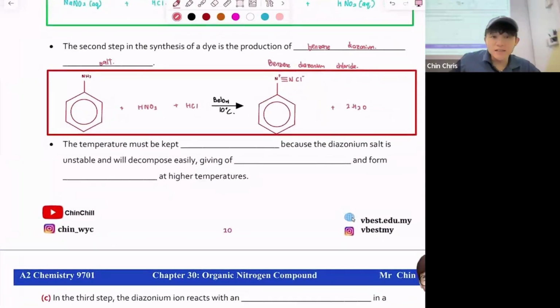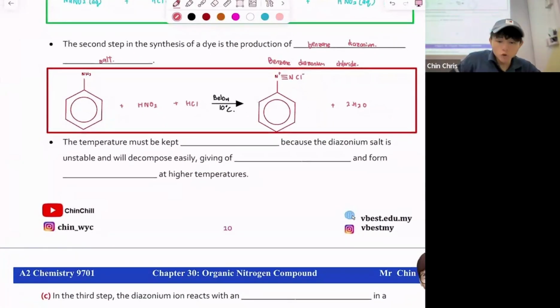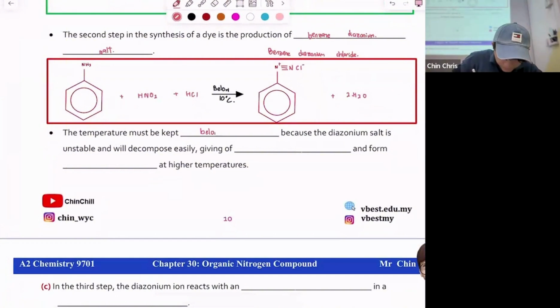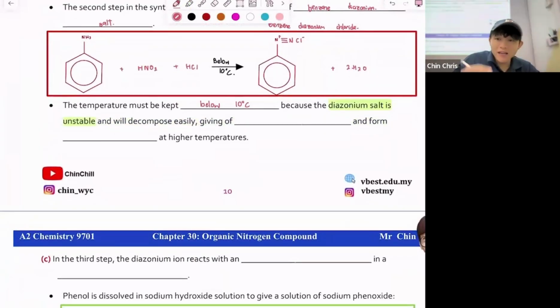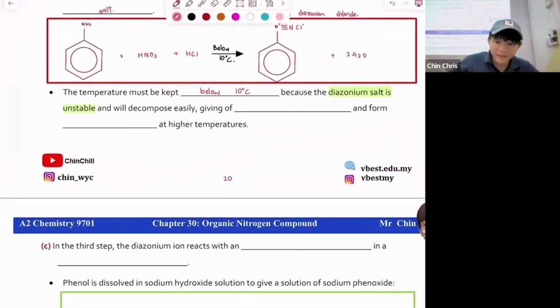All right, guys, again, the temperature must be kept below 10 degrees Celsius because the benzene diazonium salt, highlight the word, is very unstable. So let's say if you carry it out above 10 degrees, it turns into nitrogen gas and phenol.